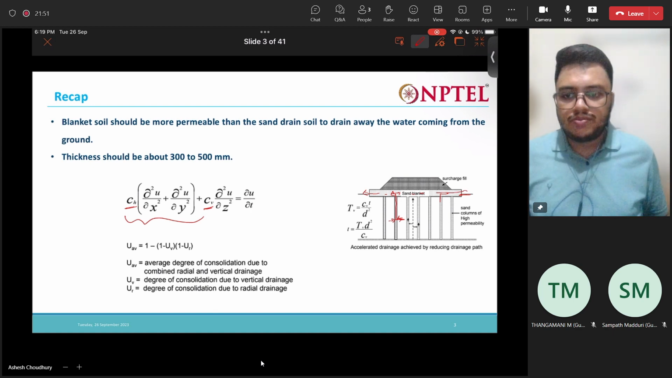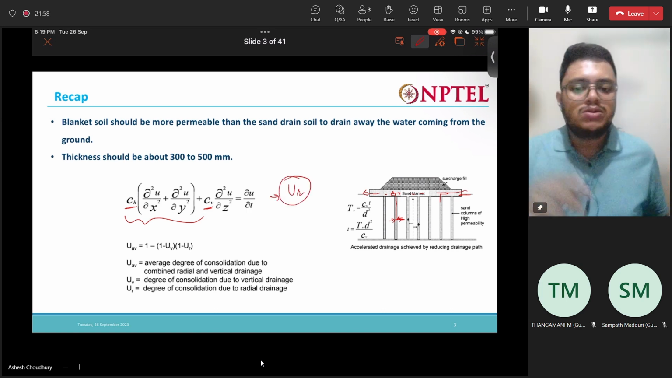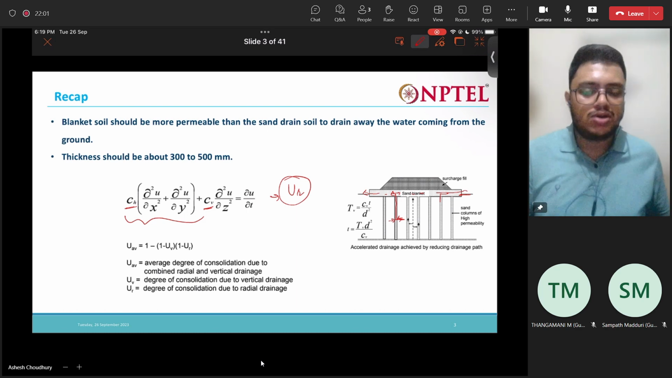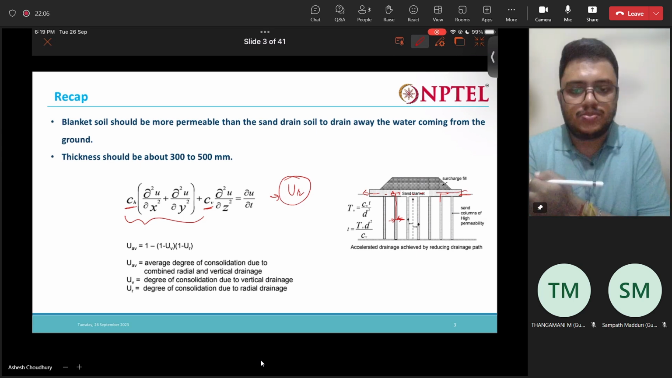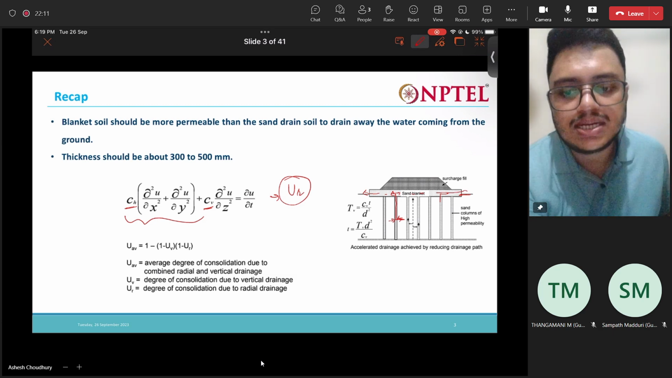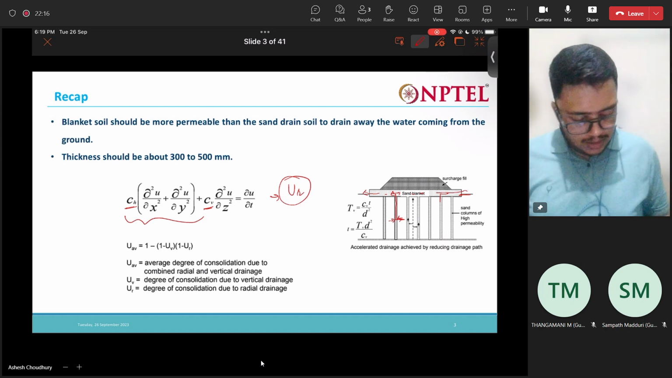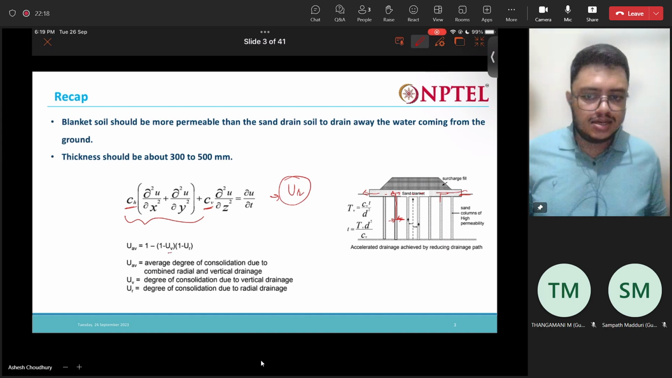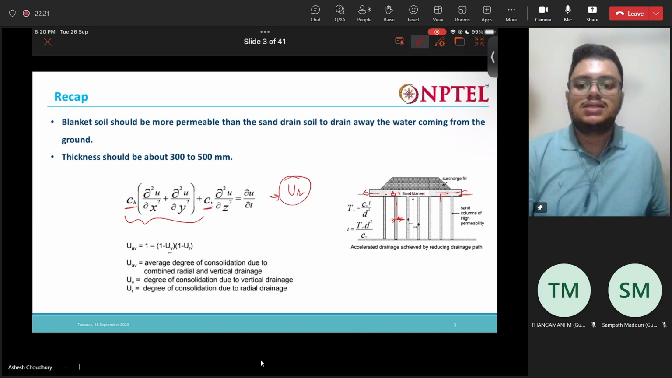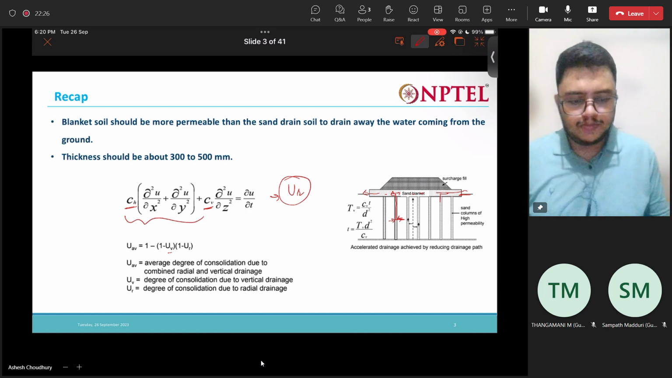From here you can get capital Ur and capital U and small u, do not confuse. Small u is the pore water pressure, capital U represents the degree of consolidation. Capital Ur is the degree of consolidation due to radial drainage, and Uv is the degree of consolidation due to vertical drainage. When we combine these, we can get the average degree of consolidation.